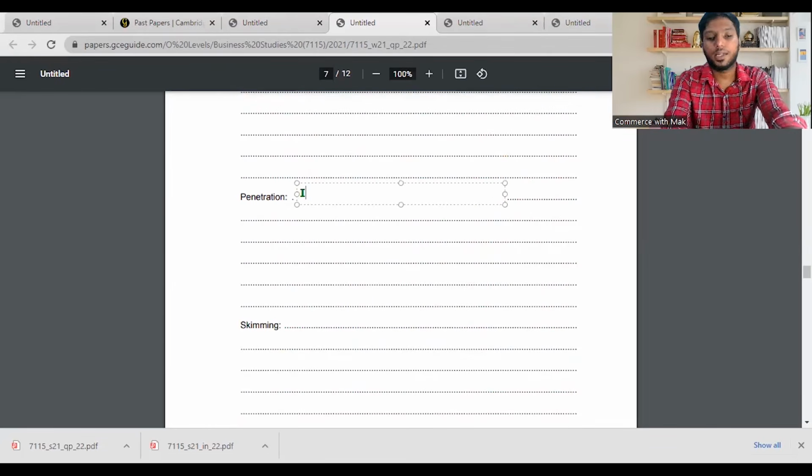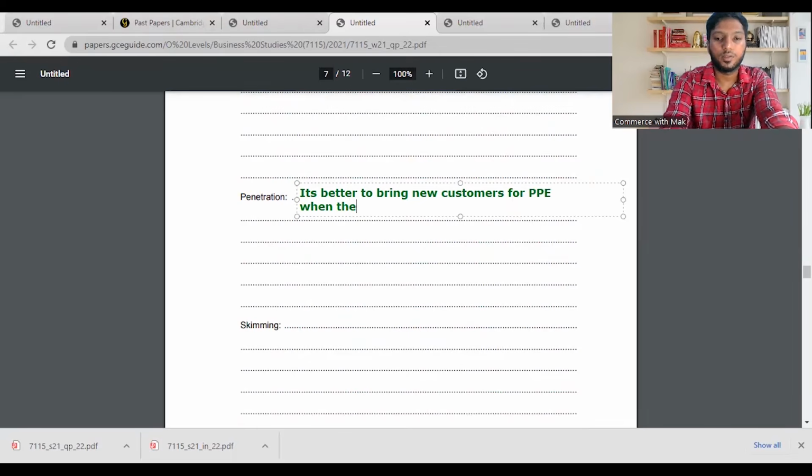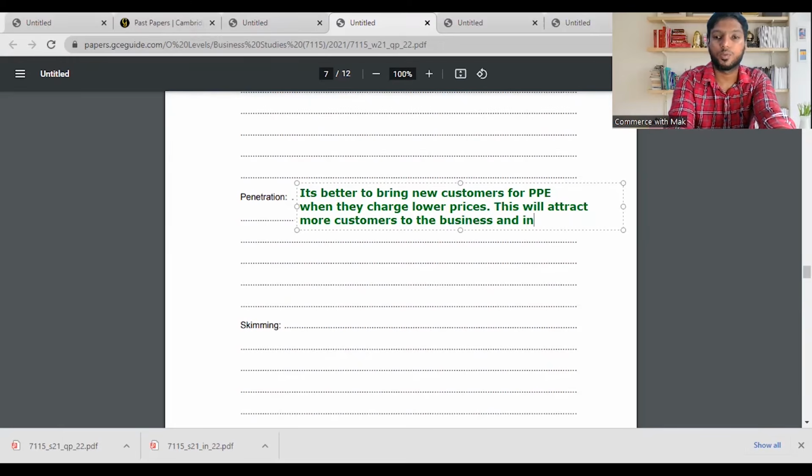So penetration is good. It's better to bring new customers to the business. Bring new customers for PPE when they charge lower prices. This will attract more customers to the business and increase more market share, because more customers are turning into your business. The entire market, you might have a lot of space to acquire, and you will acquire the entire market. So more market share will be acquired.